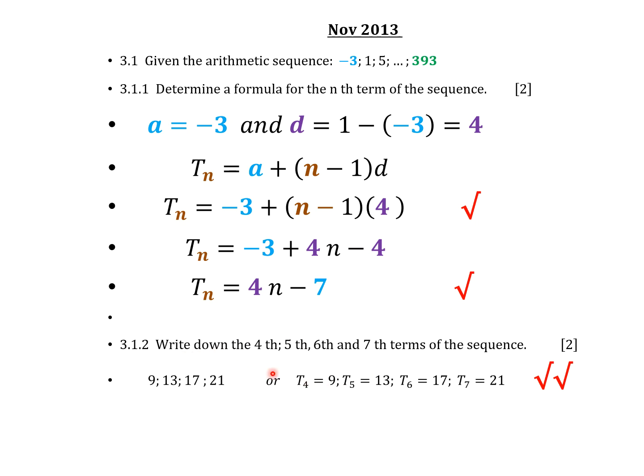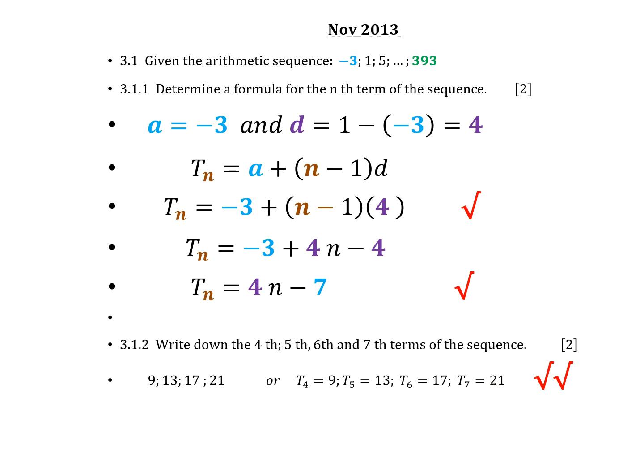Right, they say write down the 4th, 5th, 6th, and 7th terms of the sequence. So there, as you can see, -3 plus 4 gives me 1, 1 plus 4 gives me 5, 5 plus 4 would give me 9, 9 plus 4, 13, 13 plus 4, 17, and 17 plus 4, 21. If you want to, you can go right. That's term 1, 2, and 3. So term 4 is 9, term 5, 13, term 6, 17, and term 7, 21. So 2 marks just for finding that.